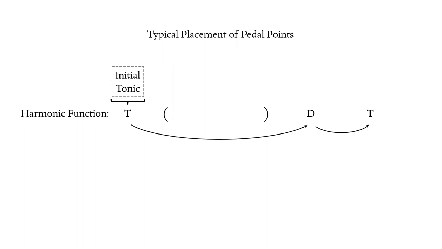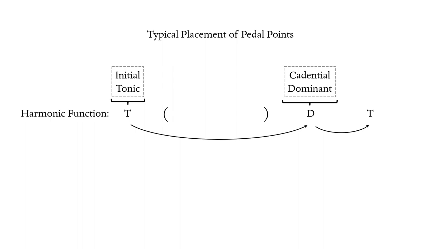Pedal points placed on scale degree 5 usually occur over the cadential dominant at the final perfect authentic cadence near the end of the piece. This cadential dominant reorients the listener to the tonic key, but by expanding and exaggerating this dominant harmonic function, we delay the resolution of the cadence for sometimes several measures. This can be an extremely dramatic way to build a purely tonal sense of anticipation and expressive tension.